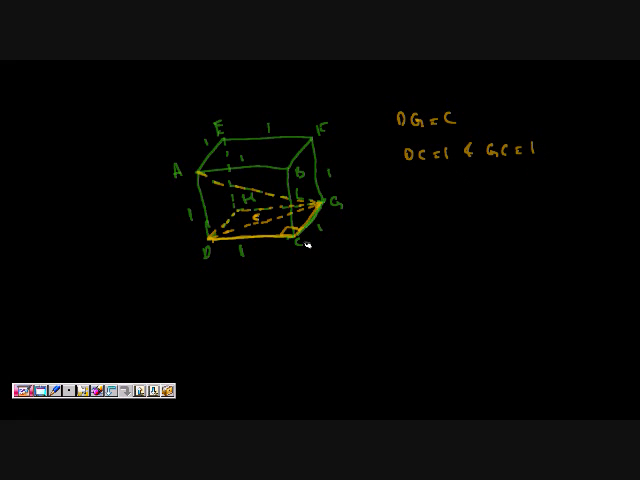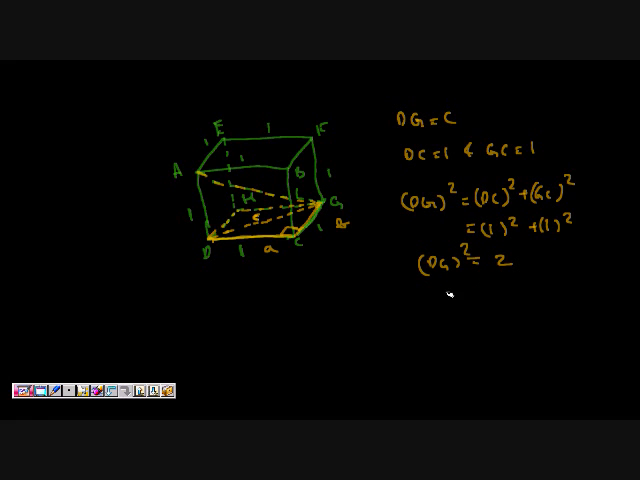Okay, so we can write DG square is equal to DC square plus GC square, which is equal to 1 square plus 1 square, which is equal to 2. So DG square is equal to 2. Therefore DG is equal to square root of 2. That's the diagonal C.